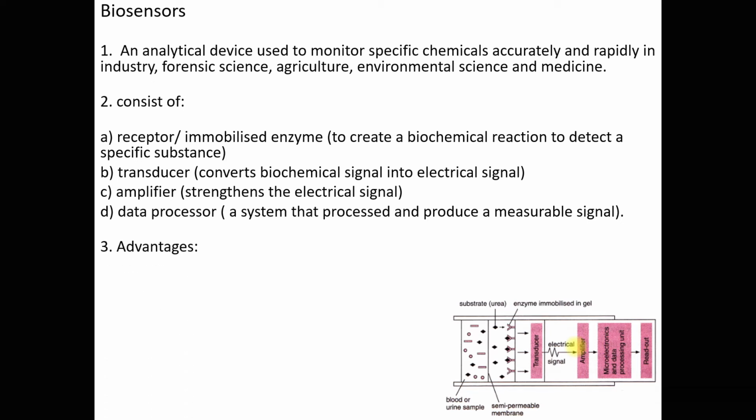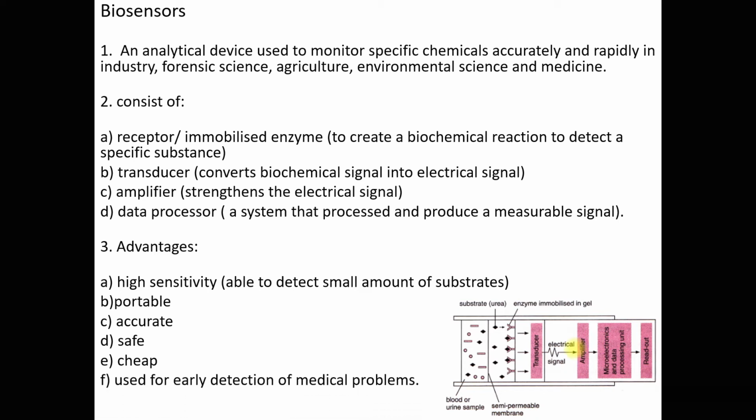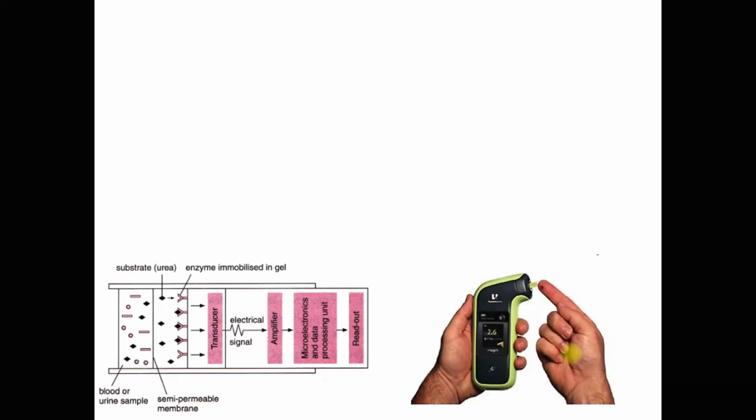Now, advantages of this biosensor. High sensitivity, I mean to say that biosensor can detect small amounts of substrates. And then portable, you can bring it anywhere. Accurate, then safe, cheap. Just imagine, with 9 ringgit you can get the pregnancy test kit, or with 14 ringgit you can get the COVID-19 RTK. And then these biosensors also can be used for early detection of medical problems.